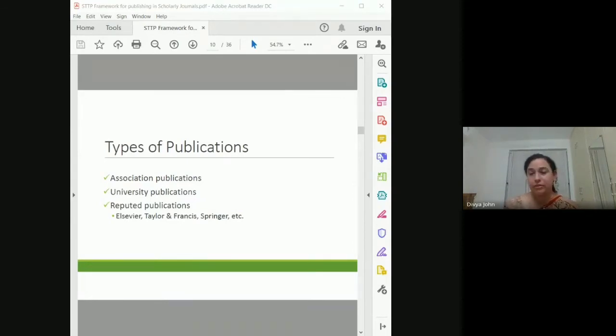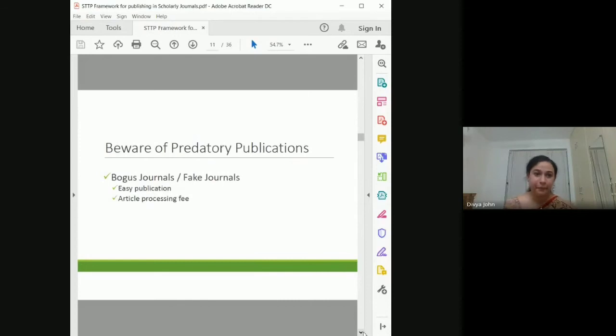Okay. Another kind of publications are university publications, publications that are put forward by universities. Okay, so that's another authentic kind of publication. And the third kind is something that all of you are familiar with: publications by reputed publishers like Elsevier, Taylor and Francis, and Springer.